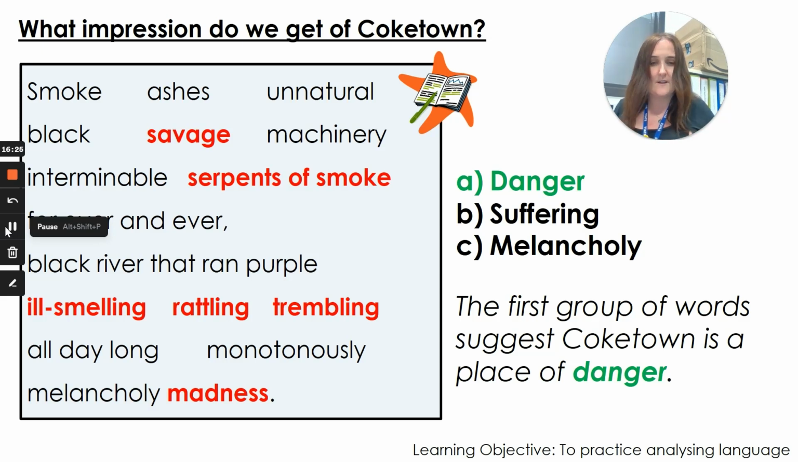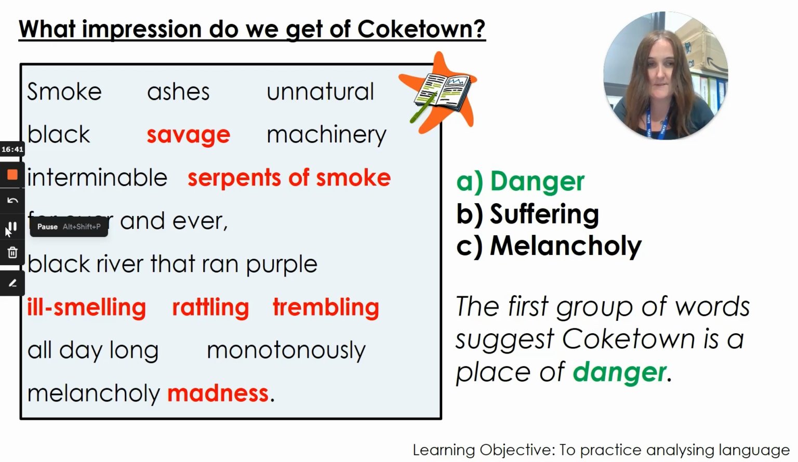Okay, so yes, I think suffering and melancholy could link to the whole of Coketown, but these words in red definitely dangerous, not melancholic. Melancholic is kind of boring and sad, and serpents and madness aren't necessarily linked with that. So our first one is danger.